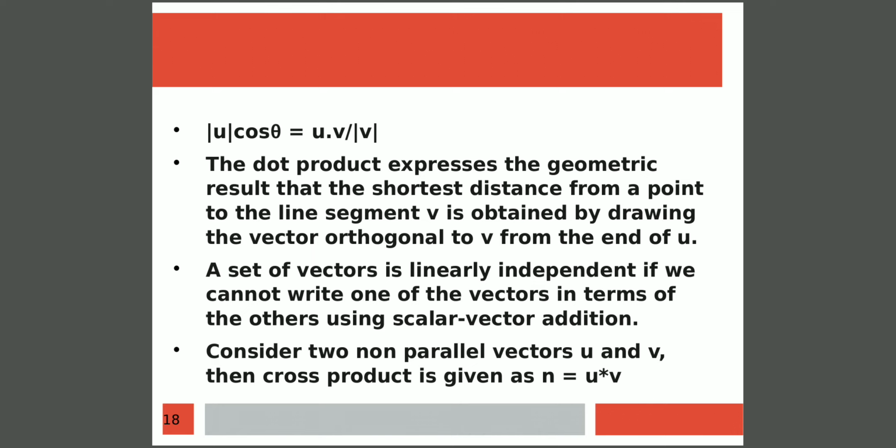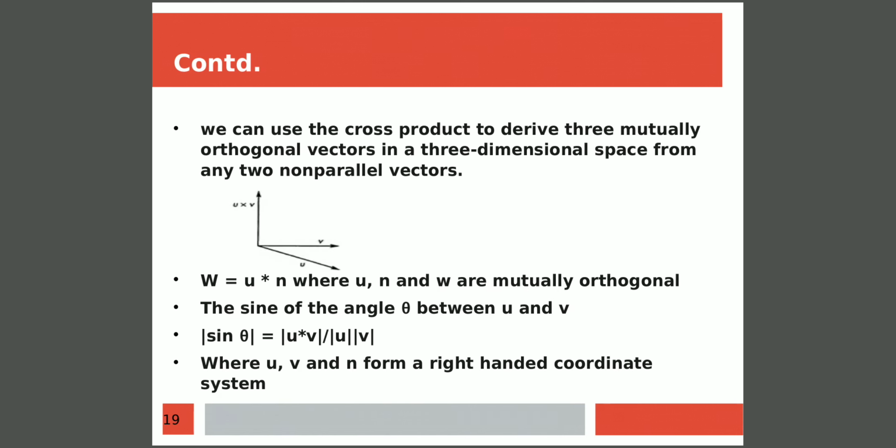Now when we consider two non-parallel vectors u and v, their cross product will be represented as u cross v, where the dot product is represented as u dot v. In the diagram, we have considered two non-parallel vectors u and v, and the cross product between them is u cross v, which gives a new vector that we have represented in the diagram itself.